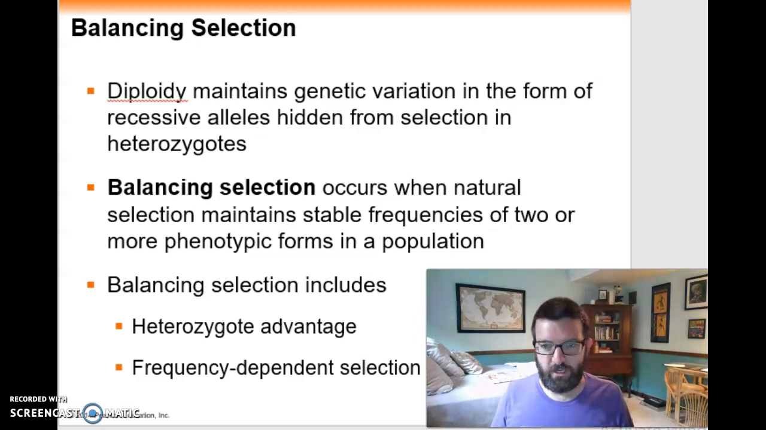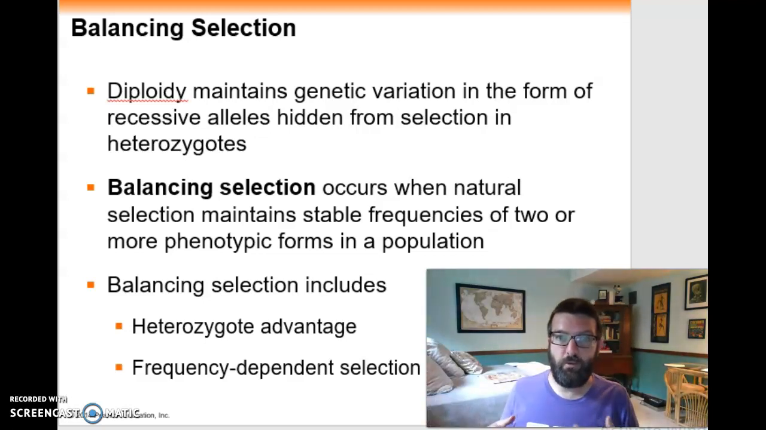One, the environments change, right? So selection doesn't always select for the same allele. But two, we are diploid organisms, which means we can maintain genetic variation in the form of recessive alleles that are not producing a trait at any point in time, unless you are homozygous for that recessive trait. So recessive alleles can stick around in the population over time.